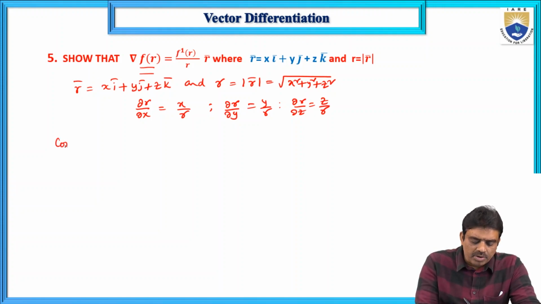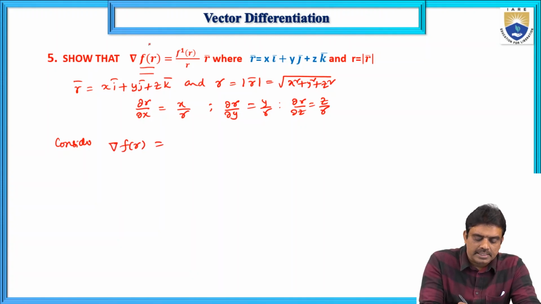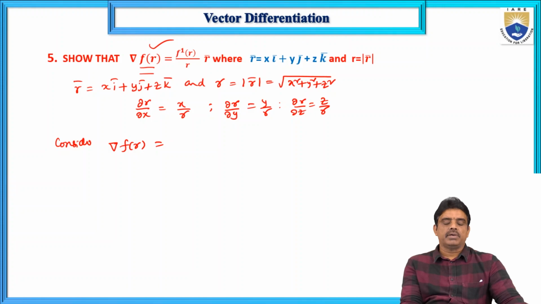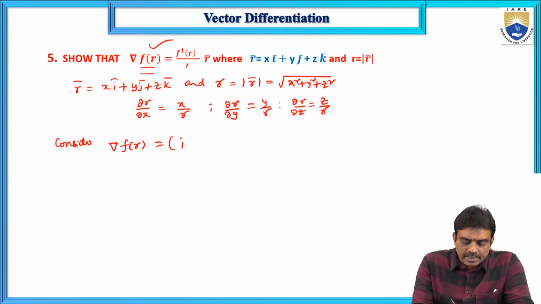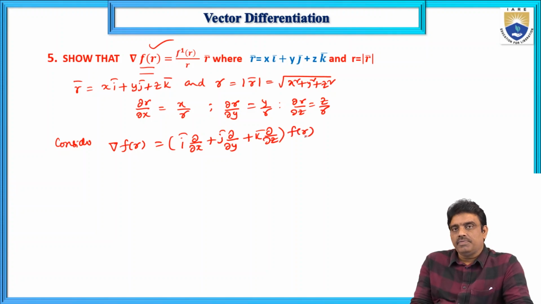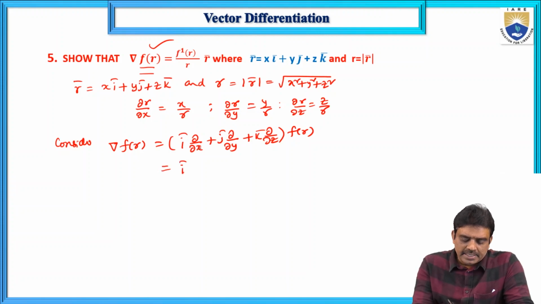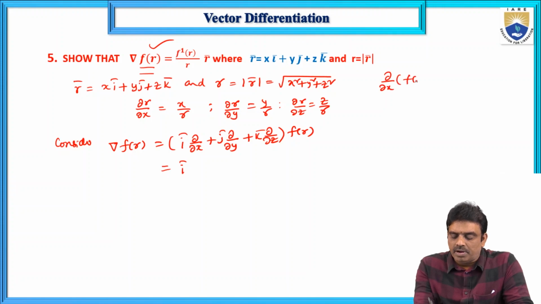Then what we have to consider? Grad f of r. I am considering the left hand side term, grad f of r. So what is grad? Del. Del means i bar ∂/∂x plus j bar ∂/∂y plus k bar ∂/∂z of f of r. F of r is a function of r. What is r? r is root of x square plus y square plus z square. So f of r is a function of x, y, z. So on differentiating, ∂/∂x of f of r.